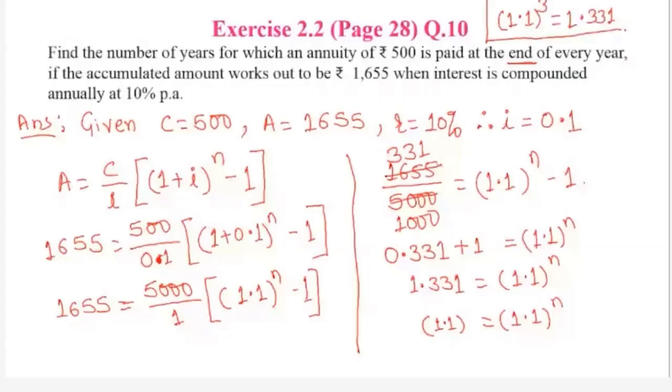I took this from question number 11 or question number 15. 1.1 raised to how much is 1.331? So here what do we have? 1.331. Can I replace that with 1.1 raised to 3? Because 1.1 raised to 3 is 1.331. So 1.331 can be replaced by 1.1 raised to 3. Now, the base is the same, 1.1 and 1.1, 3 and n. So by observation, what do you get? 3 is equal to n.